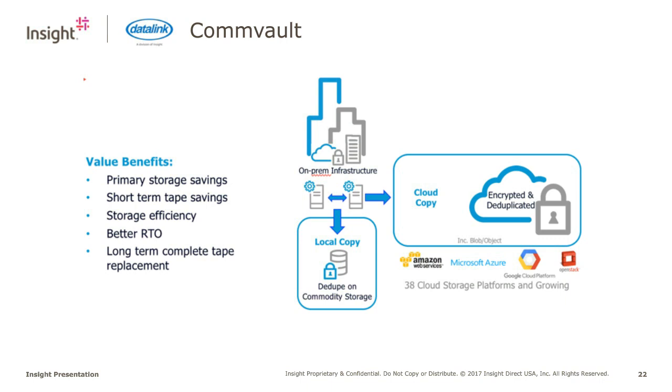We get primary storage savings, tape savings. We still get the storage efficiencies that we would expect when storing that data on-prem, which will help with a lot of those cloud costs, if you will, as we're storing data in cloud storage. Better RTOs, and then again, a long-term tape replacement here using cloud as an archive for long-term data retention.